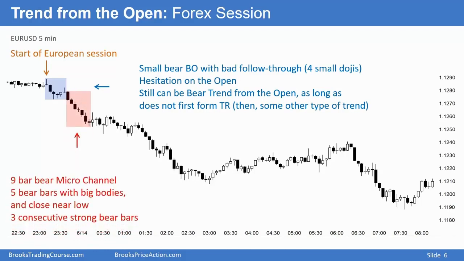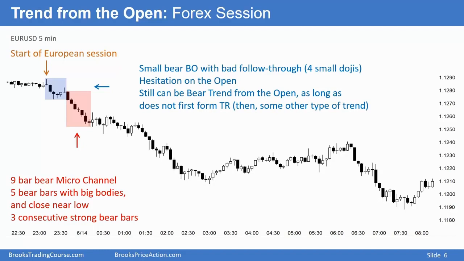We have a 9-bar bear microchannel. 5 of the bear bars have big bodies, and they close near their lows. And there are 3 consecutive strong bear bars here. So this is the beginning of what will probably result in at least some kind of a measured move down, maybe based upon the height of this breakout. It takes us down here, maybe further. In fact, it did go further.